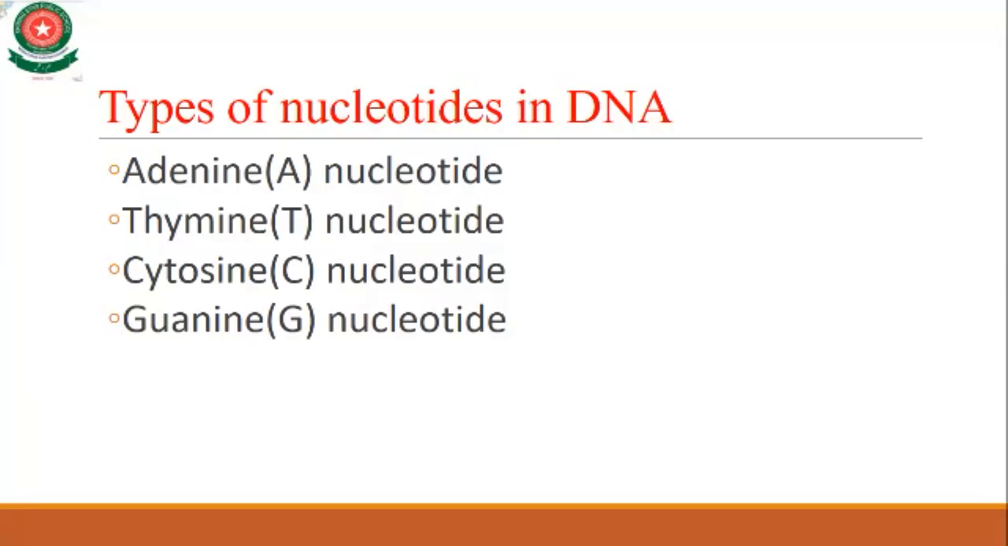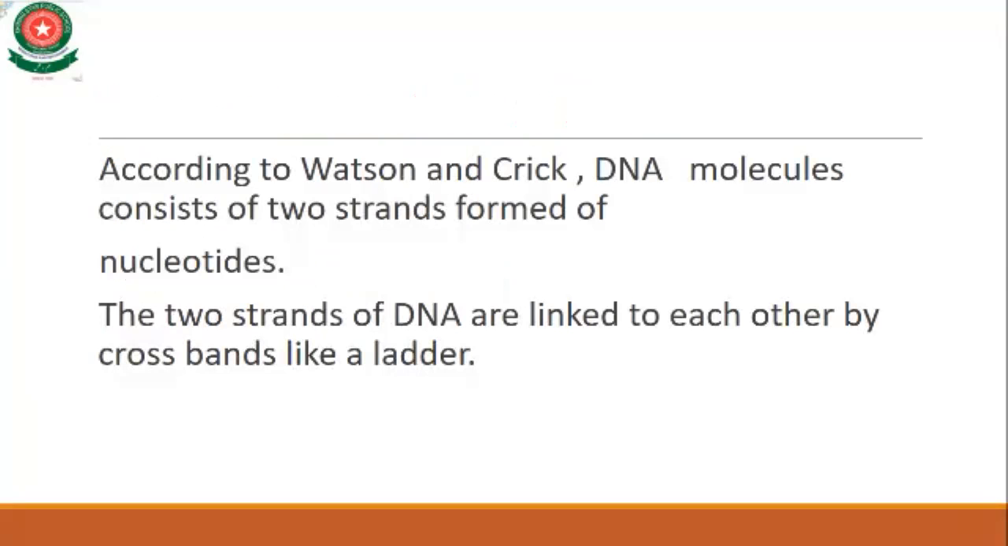Adenine nucleotide is denoted by capital A. Thymine, as the word indicates, is denoted by capital T. Similarly, cytosine is denoted by capital C, and guanine is denoted by capital G. And these are the four forms of the nucleotides. Now according to the Watson and Crick model, DNA molecules consist of two strands formed of nucleotides. The two strands of DNA are linked to each other by crossbands like a ladder.